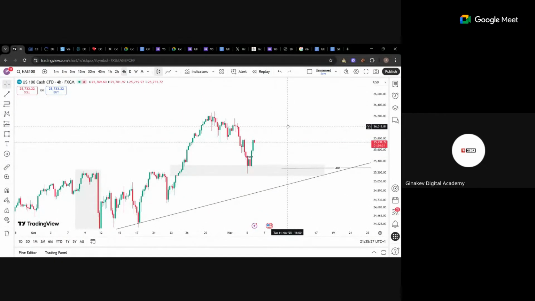Change of character can also be called market structure shift. And break of structure, it's good to classify anything you see of that sort on the high time frame as the break of structure. All right.